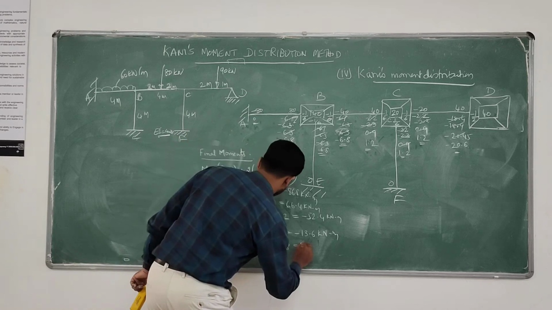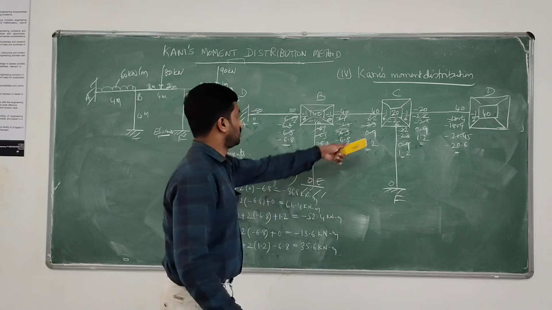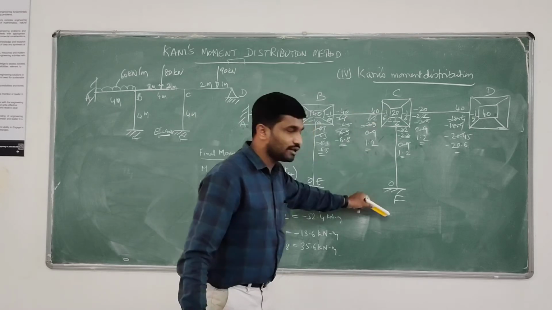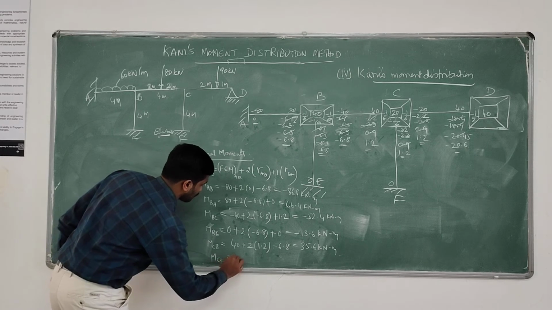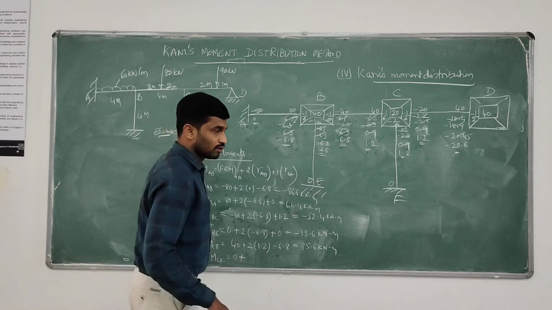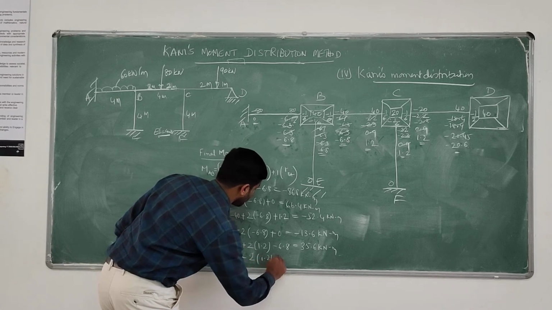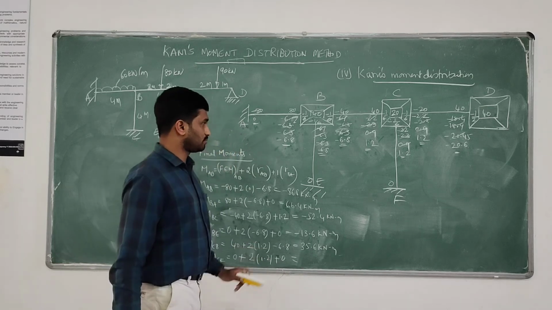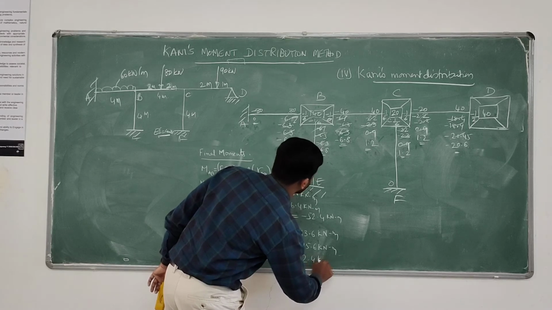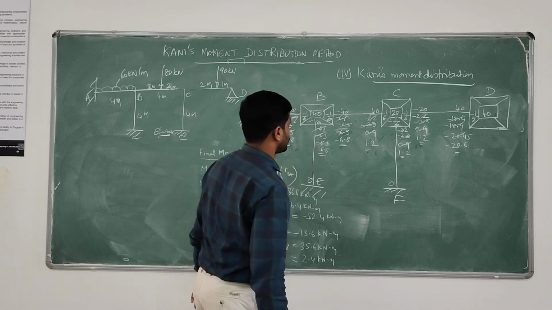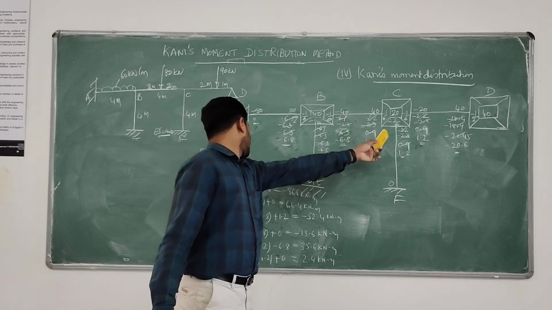35.6 kilonewton meter. MCB is over. Similarly, MCF: FEM is 0 plus 2 times of 1.2 plus 0. What is 2 times of 1.2? 2.4 kilonewton meter. So you can check by joint equilibrium condition at joint C.